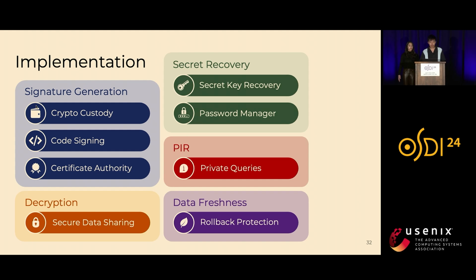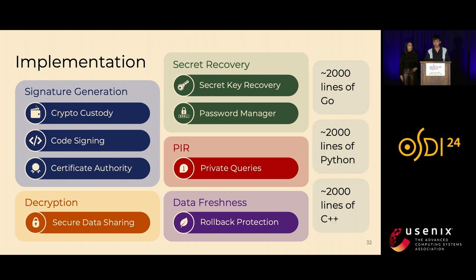To evaluate Flock, we implemented 5 different cryptographic modules, which are signature generation, decryption, secret recovery, PIR, and data freshness. And these 5 cryptographic modules serve as a core foundation of the 8 applications that we support. And we implement these 5 cryptographic modules as well as Flock's framework in roughly 2,000 lines of Go, 2,000 lines of Python, and 2,000 lines of C++.